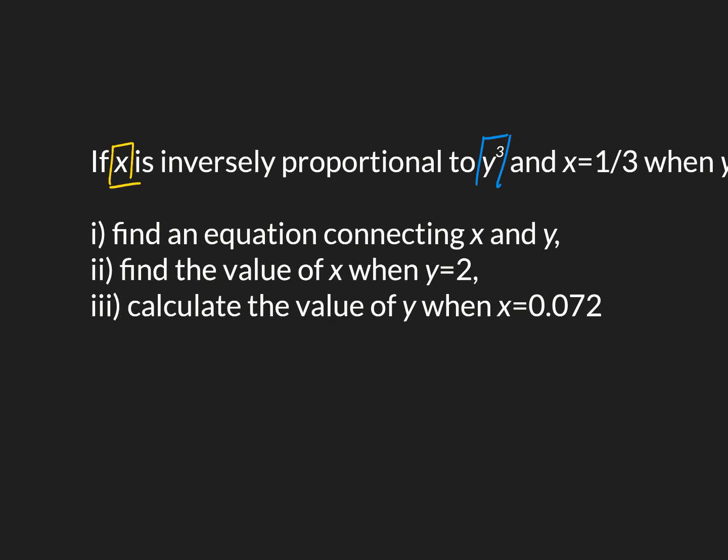X is inversely proportional to y cubed, and so in my mind, I'm thinking something is inversely proportional, okay, some constant, some number, to something else, and then I color coded it. Whatever is on the left goes into the left. Whatever's on the right goes into the right. This is y cubed. That is my equation. And now I just have to solve for k.